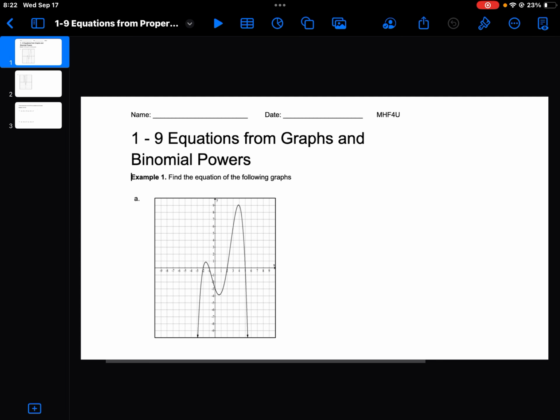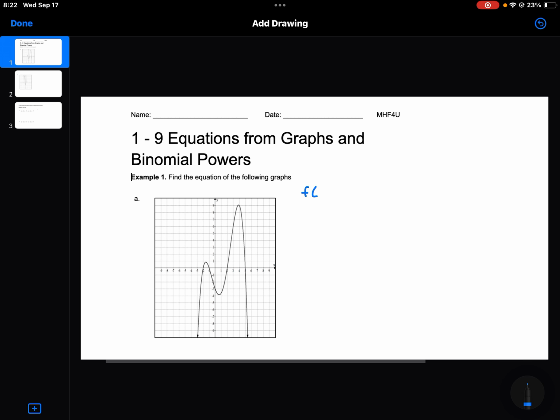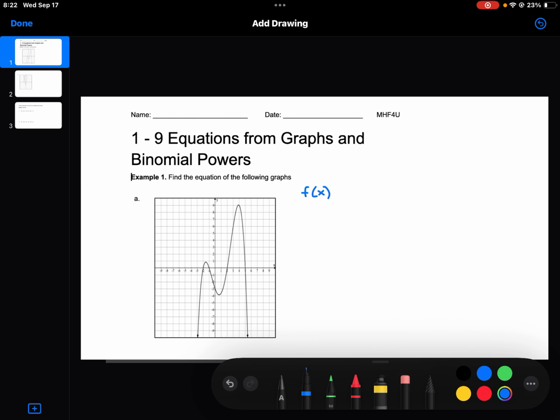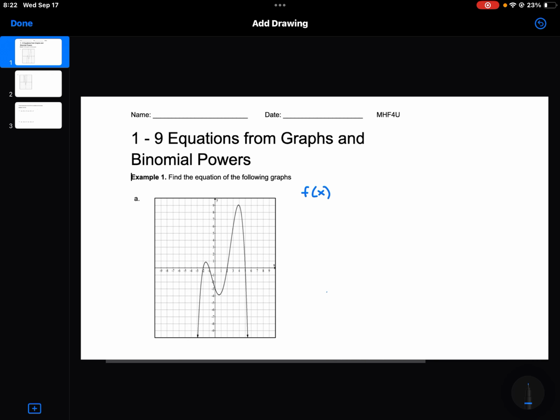This video contains more examples on how to find equations from graphs and binomial powers. So the first thing we're going to do is we know that our equation is going to be a function. And we're going to identify where our x-intercepts are here. So we've got -2, -1, 2, and 5.